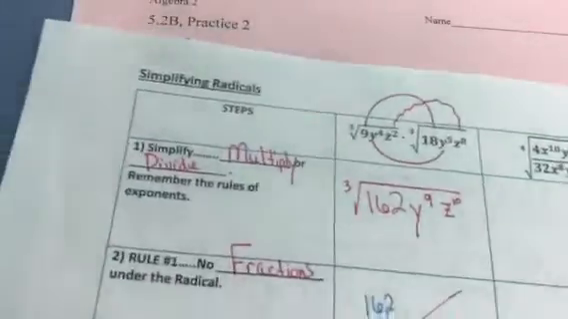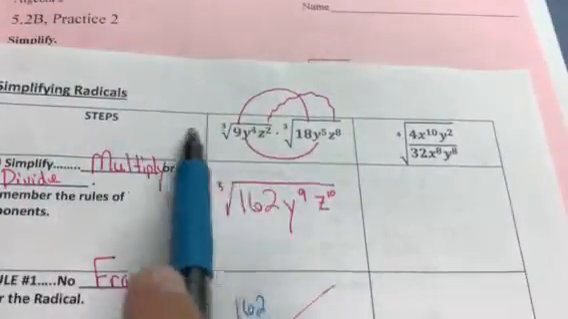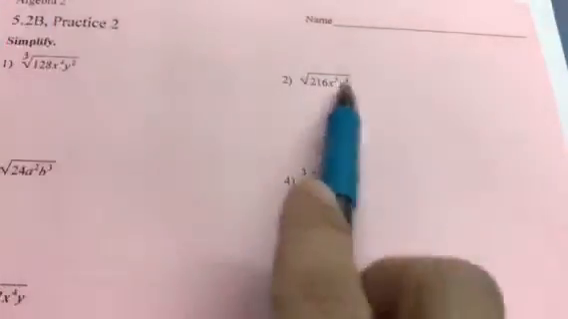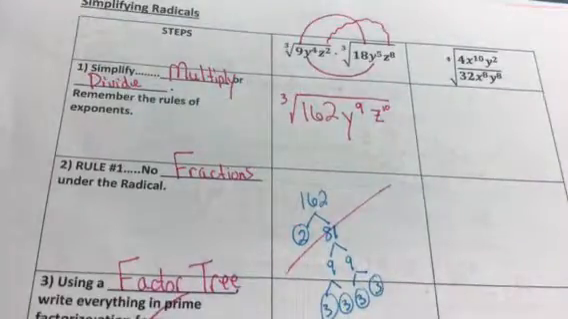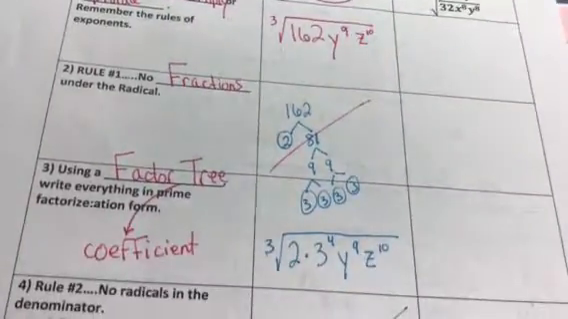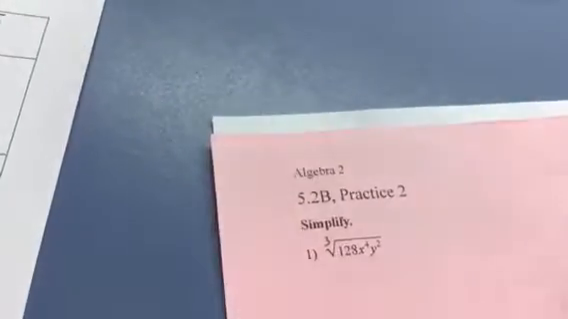So the first thing in our steps is multiply or divide. If this were the situation, this is not happening at all on this page, so I can skip that. We don't have any fractions, so I'm skipping step 2, but I will be doing step 3 and making a factor tree. So I'm going to go over here. Let's just start with the first one.